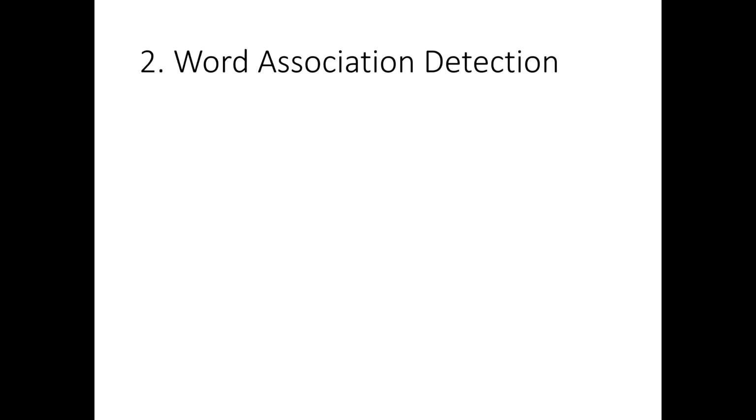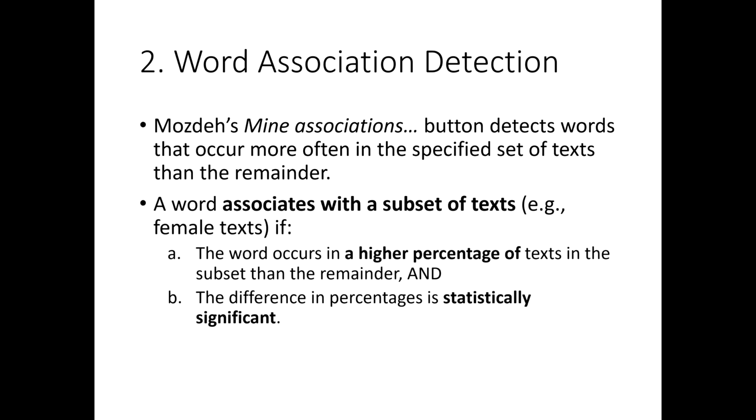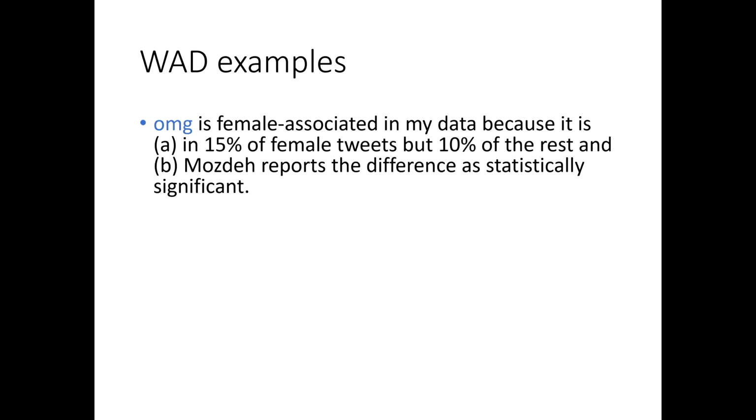The second stage, word association detection. Mojday's Mine Association button does this. It detects words that occur more often in a specified set of text than in the remainder. What does this mean? Well, a word associates with a subset of text, for example, the female texts, if the word occurs in a higher percentage of texts in a subset than the remainder, and the difference in percentages is statistically significant. Mojday takes care of the stats for you.